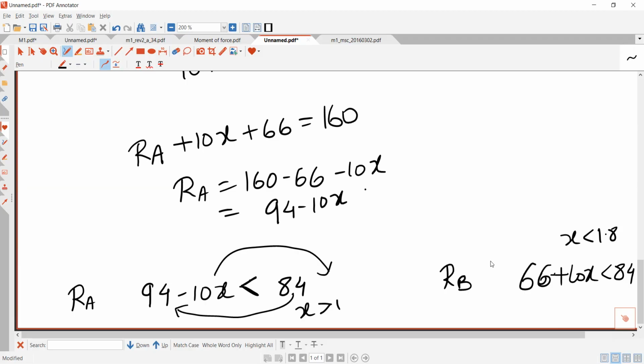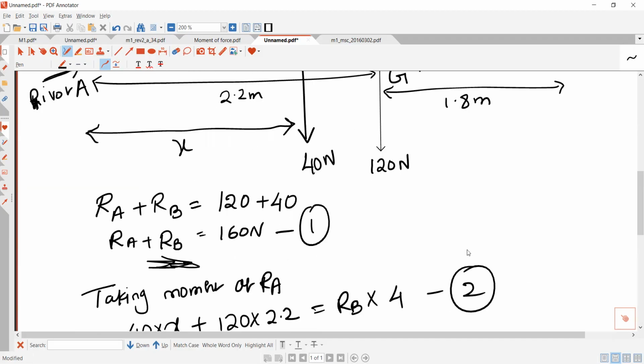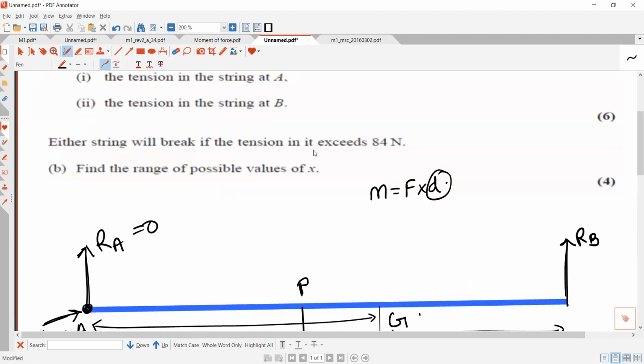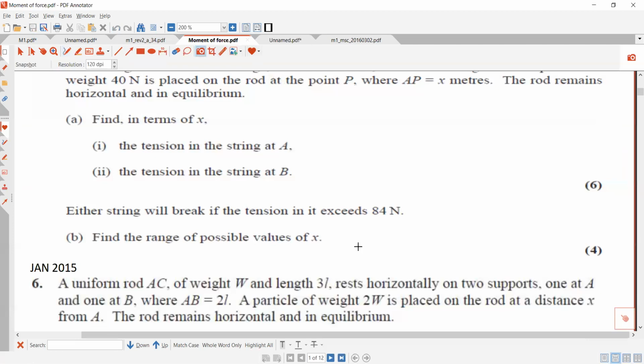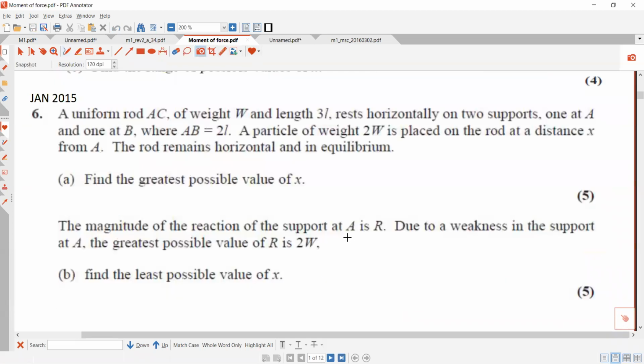Greater than and equal to, that I don't know. Why are they giving greater than? Okay, let's go to another question now. Equal to, yeah, I think equal to they give. I don't know why they give that.